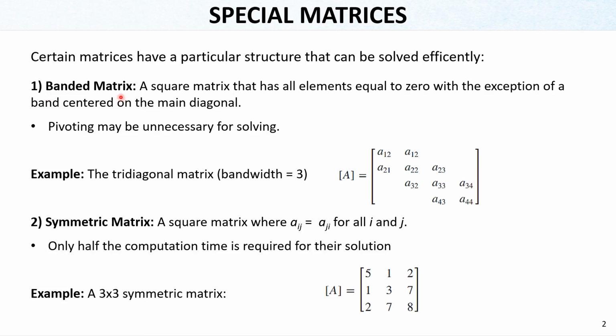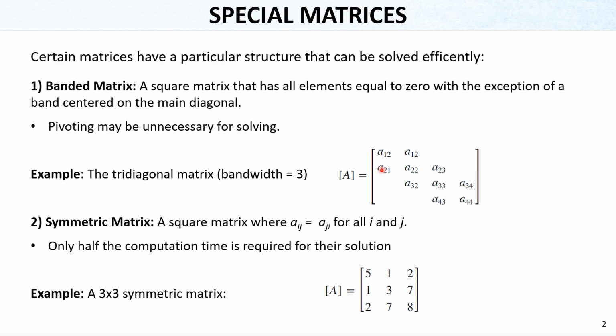The banded matrix is a square matrix that has all elements equal to 0, with the exception of a band centered on the main diagonal. On the right hand side here you can see a banded matrix. Actually we have a diagonal, and around the diagonal we have a lower and upper diagonal as well. This is, for instance, a banded matrix, a three diagonal matrix it is called.